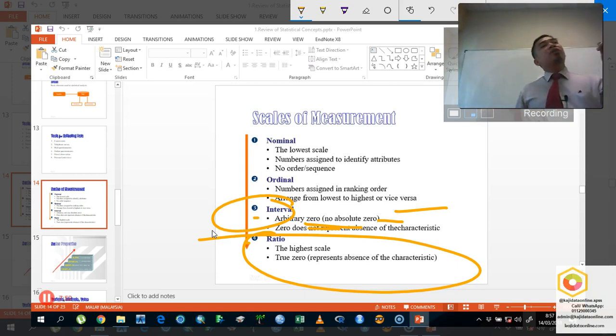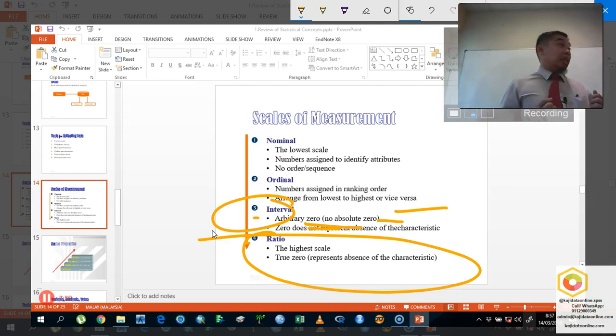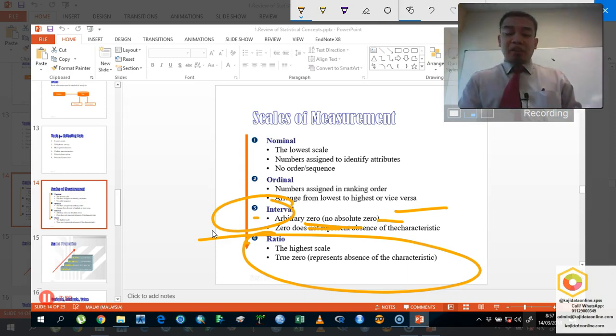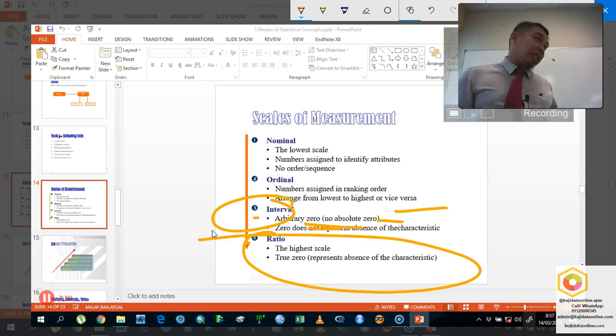And also, if you want to understand the ratio, you must also be able to visualize the ratio-ness, the ability to make it a ratio. I got a pencil measured 2 centimeters. If I put 2 more pencils, it becomes 4. It can be ratio. That one we call a ratio data.